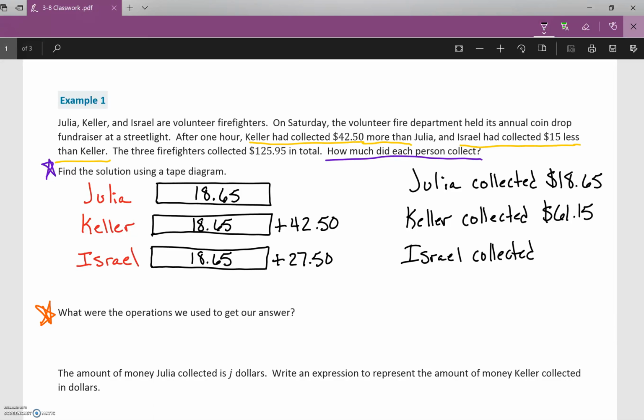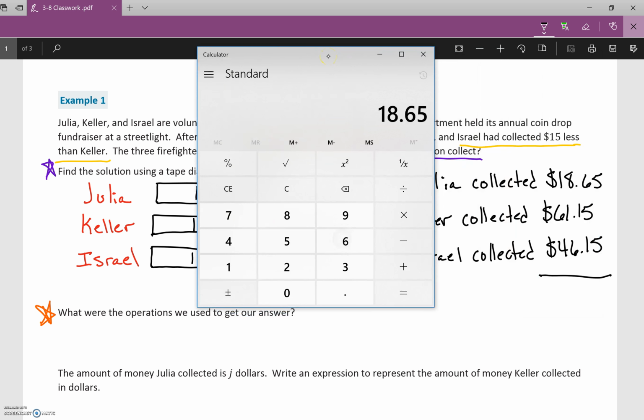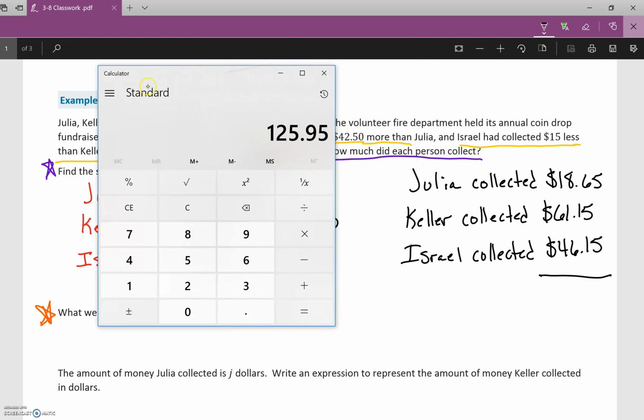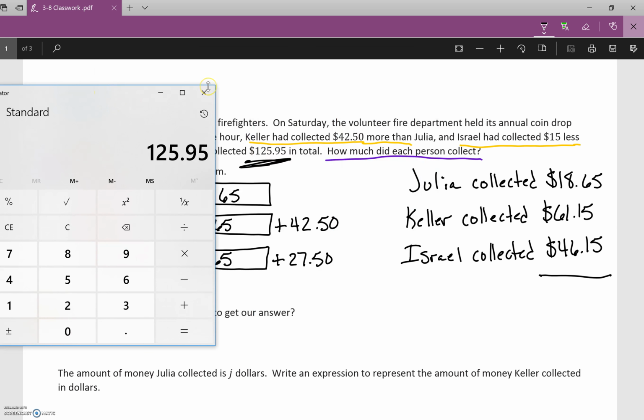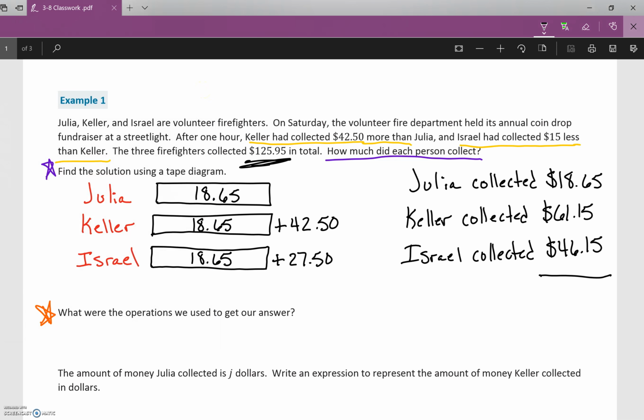And all of these together should equal a total of $125.95. So we can check that quickly. That would be $18.65 for Julia, plus $61.15 for Keller, plus $46.15 for Israel, for a total of $125.95, just like it's supposed to be. So obviously it's an intense process, it's long, but that's how you use a tape diagram.